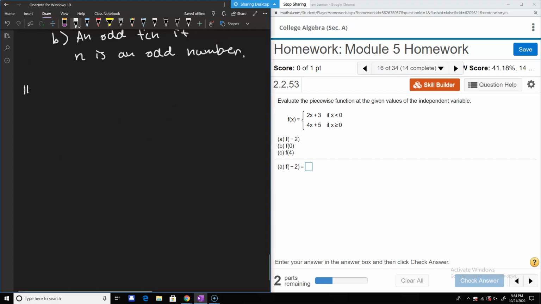So let me just write this here so we can be a little more explicit. So f of x. And you can have more than 2 pieces. You can have 10 pieces if you want. A common example of a place where you would see a piecewise function.